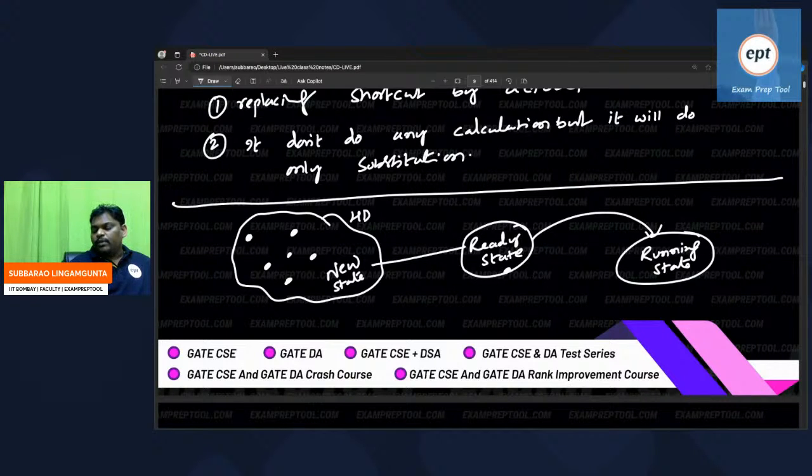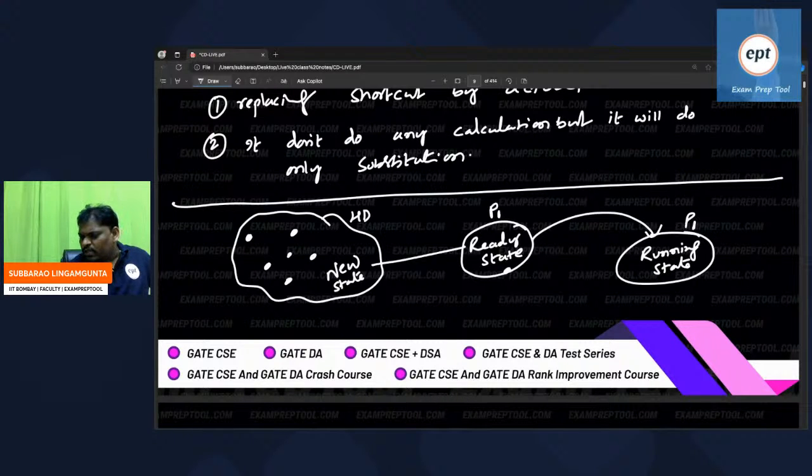CPU is free. Now it is going to the running state. Whenever this running is going on, suppose program P1 is running. Program P1 is initially there in the ready state. Now because the CPU is free, P1 is running here.